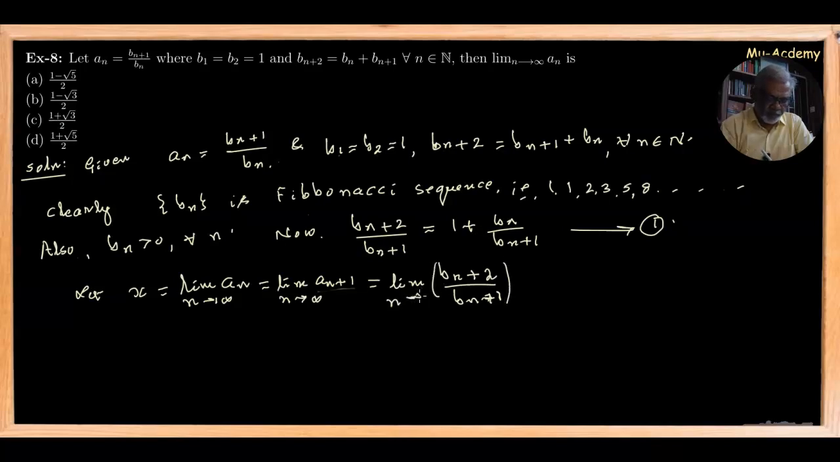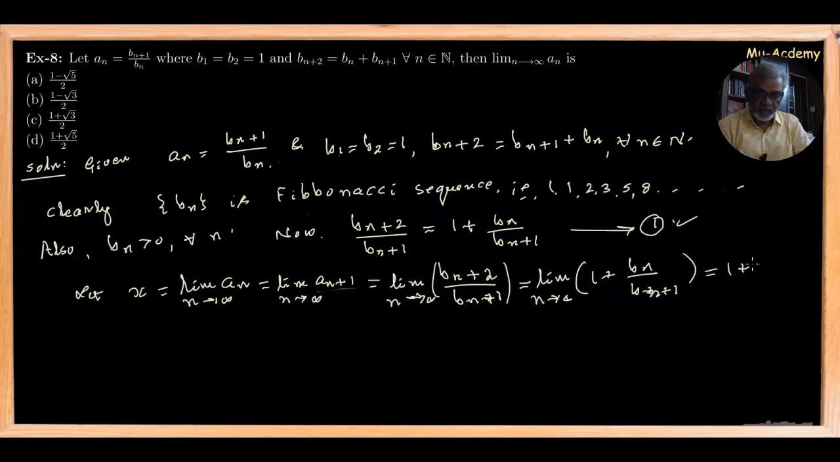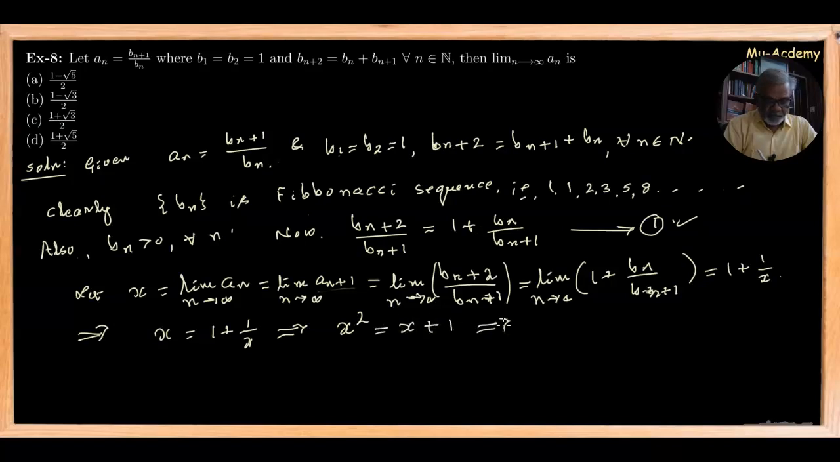As n tends to infinity, by equation 1, we can write limit of 1 plus Bn by Bn plus 1 as n tends to infinity. That is going to be 1 plus 1 by x. Therefore x is equal to 1 plus 1 by x, and that implies x square is equal to x plus 1, that is x square minus x minus 1 equal to 0, a quadratic equation.